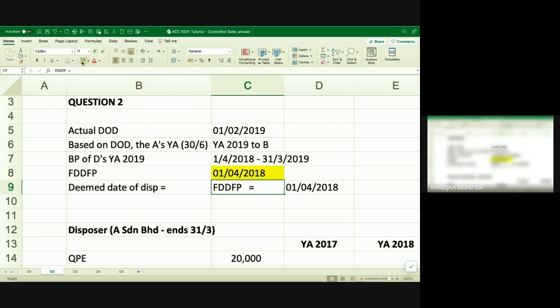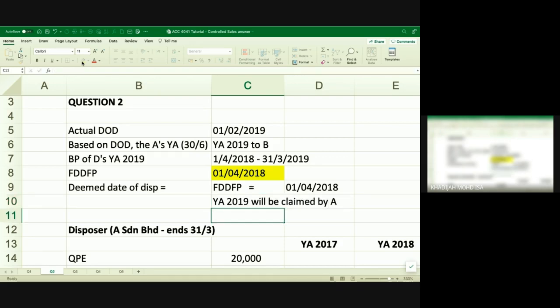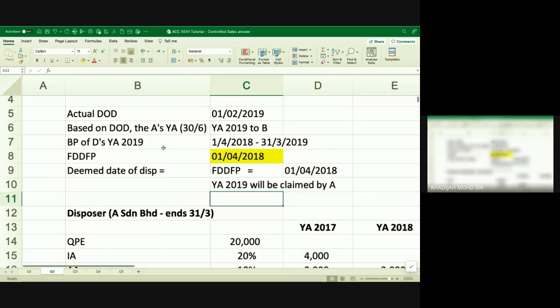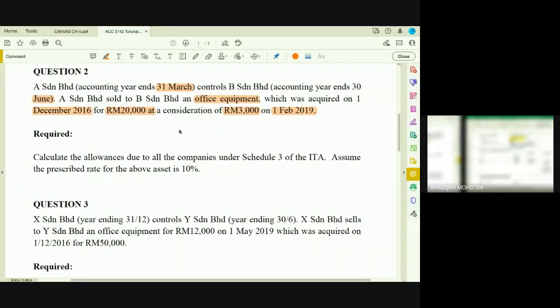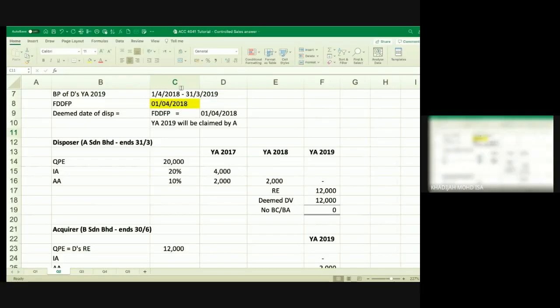So when you know that you dispose in YA 2019, it means that for the disposal, you cannot claim in YA 2019. In other words, YA 2019 will be claimed by the acquirer. In this case, who is the acquirer? B Sdn Bhd. Okay, let's look at the disposal here. The asset is acquired on 1st December 2016. Year end is 31st March. So December 2016 means YA 2017.